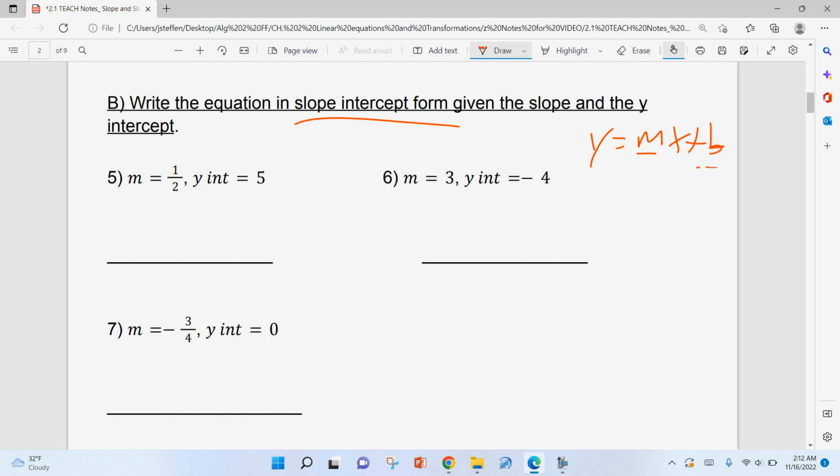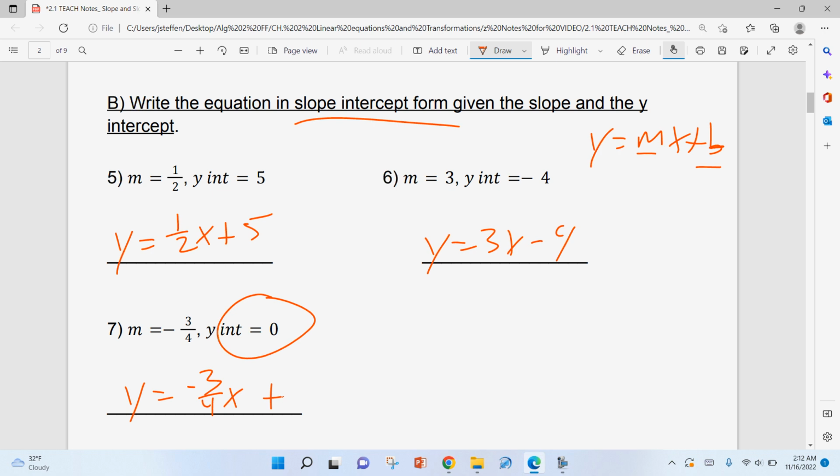Your m is your slope, your b is your y-intercept, so this is y is equal to 1/2 x plus 5. This one, y is equal to 3x, and then plus negative 4, which is just minus 4. Now, this is a little bit weird. The y-intercept is 0. That's fine. You just get y is equal to negative 3 over 4x. If you want to put plus 0, you can. Technically, you don't need that at all.